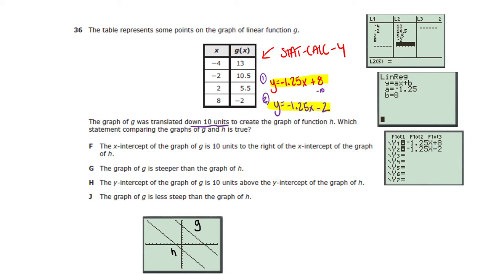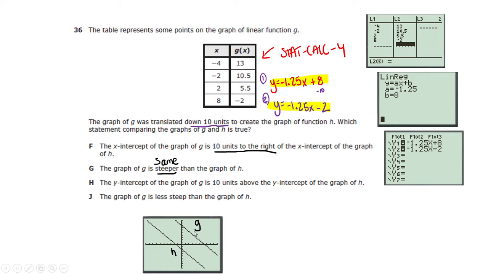Here comes the answer. So when you graph, pay attention that it says the graph of G was translated down 10 units. So the first line that comes out is line G. The second line that comes out is H. So when you read F, it kind of makes a little bit of sense. It says the graph of G is 10 units to the right. The only thing that makes F wrong is it's not 10 units to the right, it's actually 8 units to the right. So F is out.